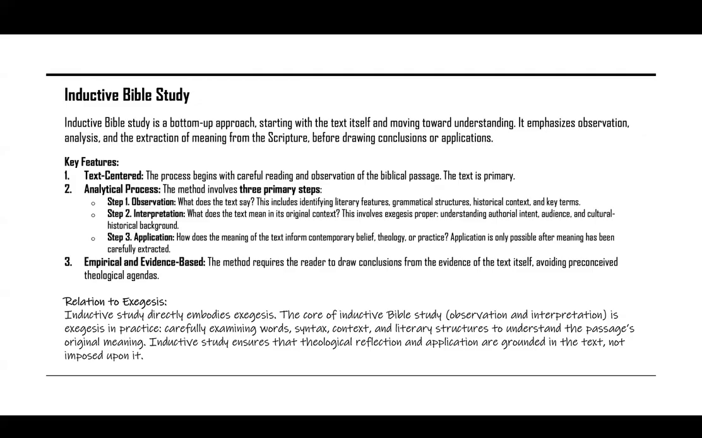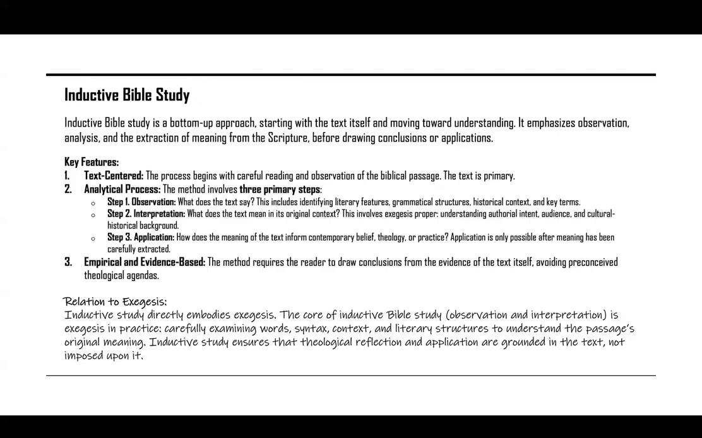This includes identifying literary features, grammatical structure, historical context, and key terms. That's what we said in exegesis. Interpretation: what does the text mean in its original context? We are moving towards the exegetical results, that this involves exegesis proper, like understanding authorial intent, audience, and cultural historical background. So we are bringing more about the context itself of the passage.